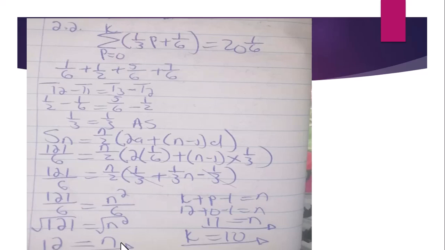n, the number of terms. But I'm looking for k. But I know k plus p minus 1 is equal to n. So 12 plus 0 minus 1 is 11. So n equals 11. If the number of terms is 11, so what will be k? k will be 11 plus 0, which is 11, minus 1, which is 10. It's very tricky, but it is worthy of noting.